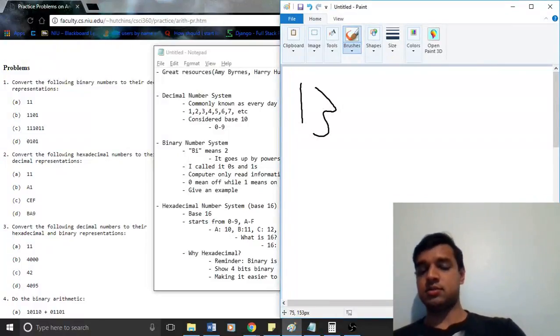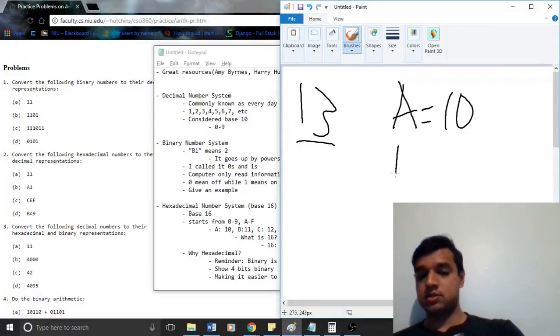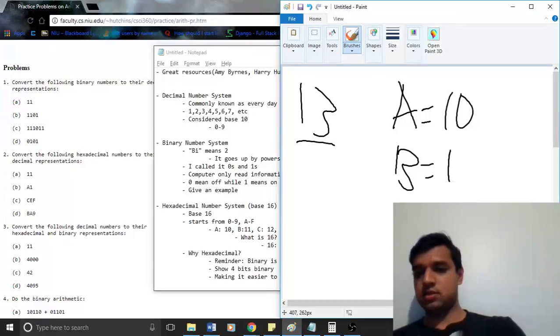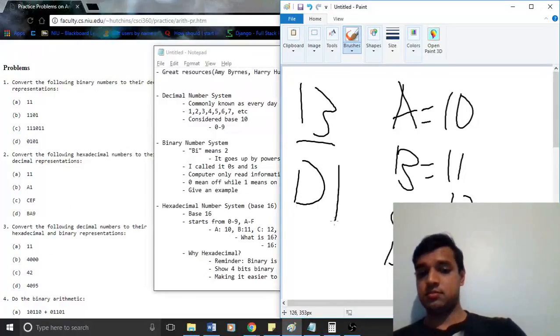You want to get the same answer as 13. So let me just break this down. B 11, 12, 13. So that would be D.